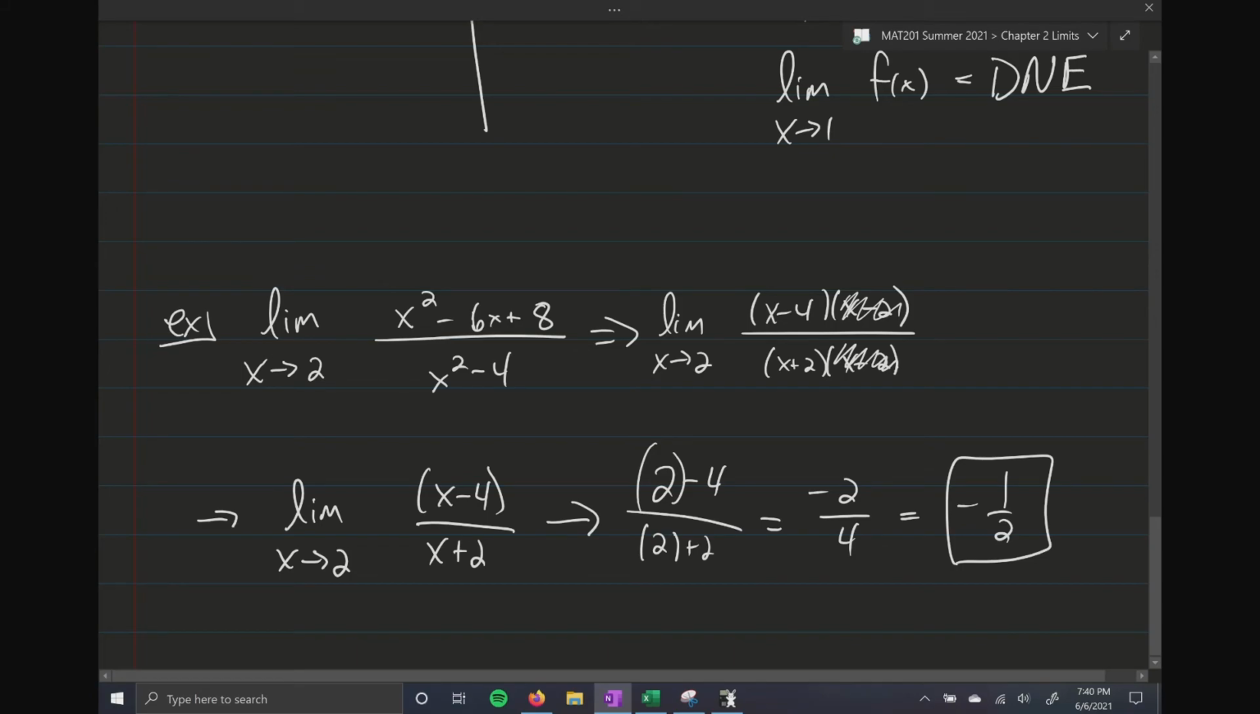So you got to be really careful when you start evaluating limits, because initially it may seem like there is no limit, but in reality, there actually is a limit. And in this case, the limit as x approaches 2 of x squared minus 6x plus 8 all over x squared minus 4 equals negative 1/2.